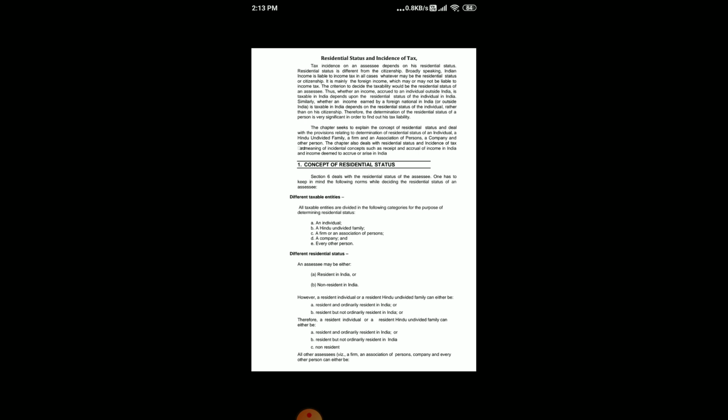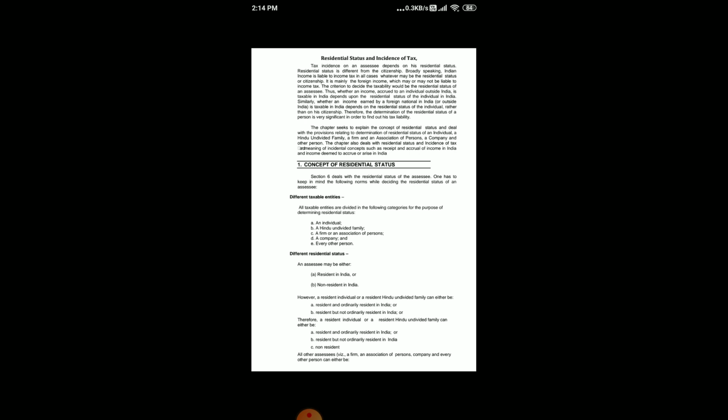Therefore, you can divide on the basis of the rule in section 6 of the Indian Income Tax Act of 1961 into three kinds. First is resident and ordinarily resident in India. Second is resident but not ordinarily resident in India. Third is non-resident. These are the three types of individual or Hindu undivided family as classified under section 6 of the Indian Income Tax Act of 1961.